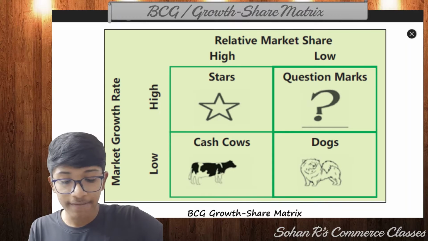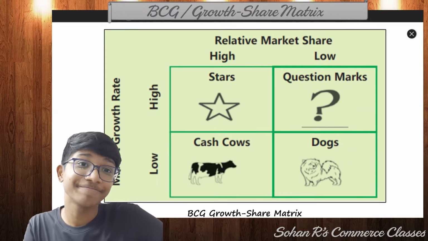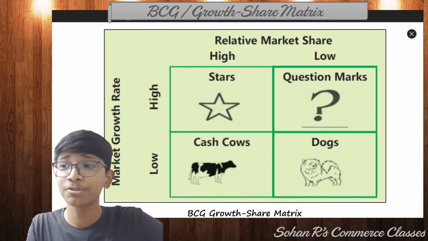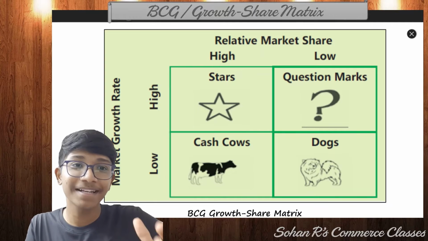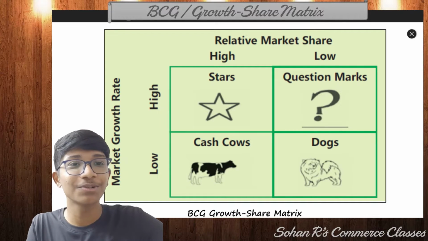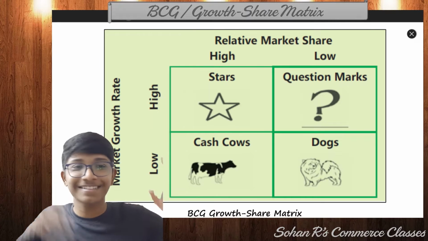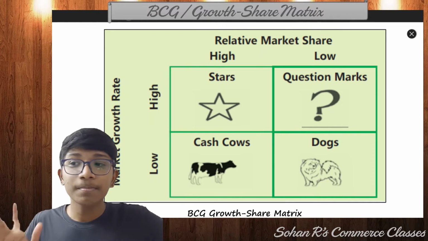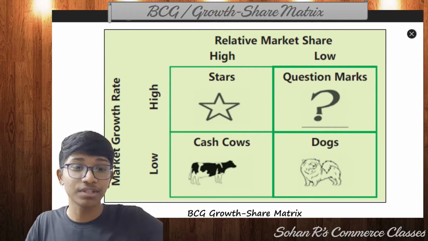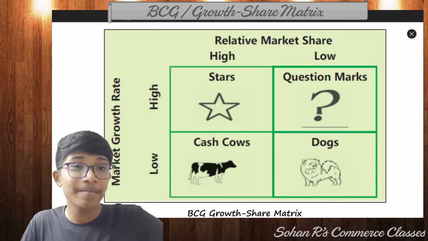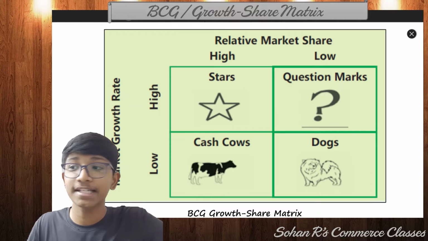And finally, we have the dogs category. BCG has made a discriminative kind of thing towards dogs, making them look bad. But I'm on the good side as well. Dogs are better than any animal out there, so they don't deserve this. All right, so let's come back. Dogs relatively have a lower market share, and they do not have the growth rate either. So these are basically the worst of your product category or your strategic business category.